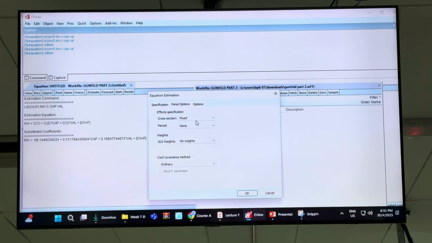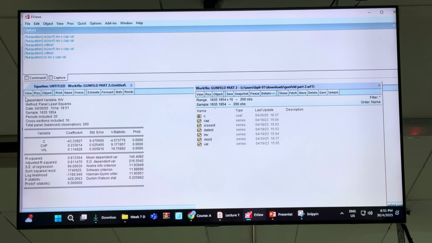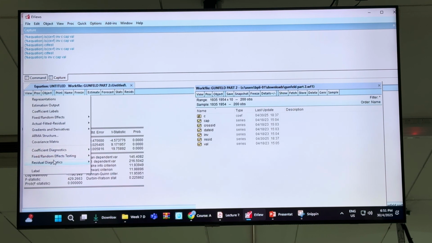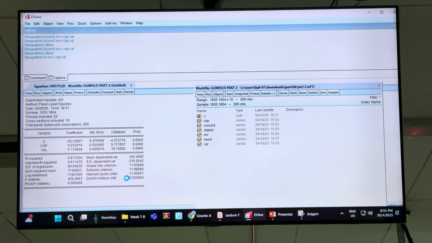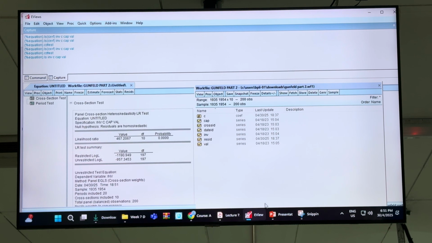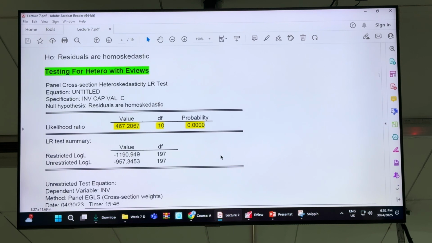No method, right? Let me see whether I put none here. Okay, go to view and then go to diagnostic for the residual. Check on heteroscedasticity.